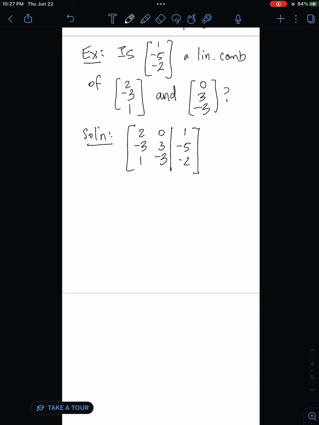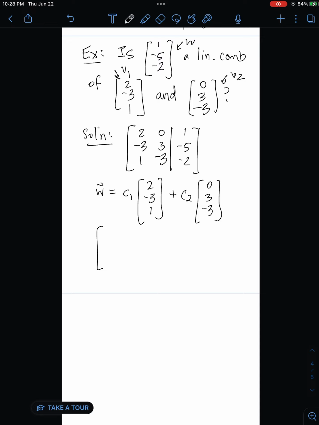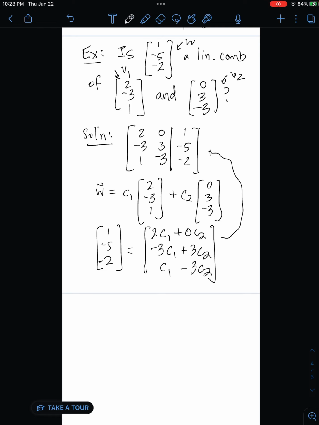Okay, so I did this kind of fast, so maybe I'll show some steps. So let's say that vector is W, and let's say that's V1, and let's say that's V2. So then W is C1 times (2, -3, 1) plus C2 times (0, 3, -3). And then this would say (1, -5, 2) is 2 C1 plus 0 C2, -3 C1 plus 3 C2, C1 minus 3 C2. And then when you write it in terms of an augmented matrix, you get that.